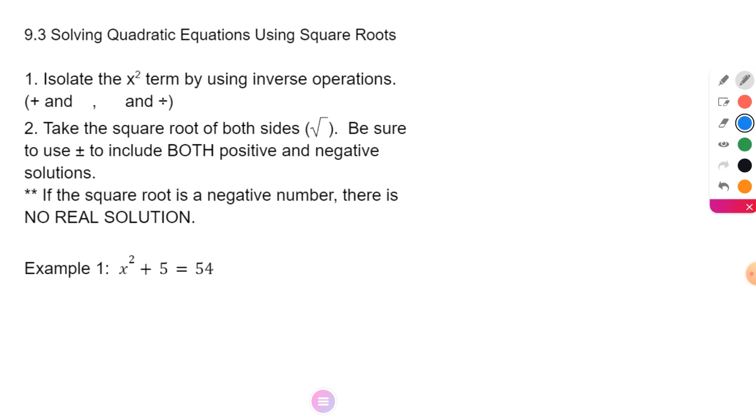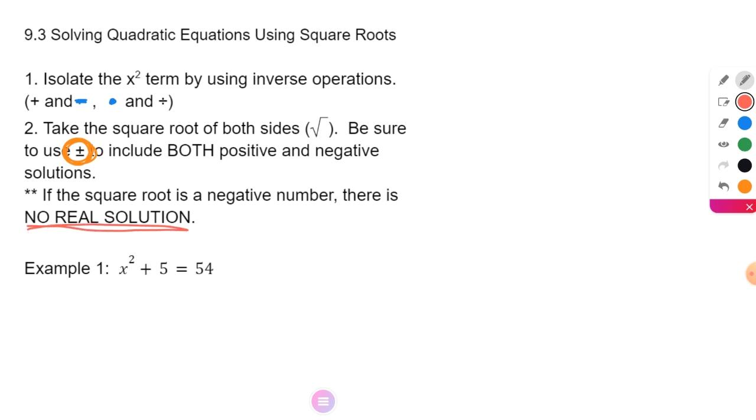All right, so step 1, isolate the x squared term by using inverse operations. So addition and subtraction go together, multiplication and division go together. That's step 1. Step 2, take the square root of both sides. Be sure to include the plus and minus sign when we take the square root, because there are two answers, the positive and negative square root. Now if the square root is a negative number, there's no real solution.